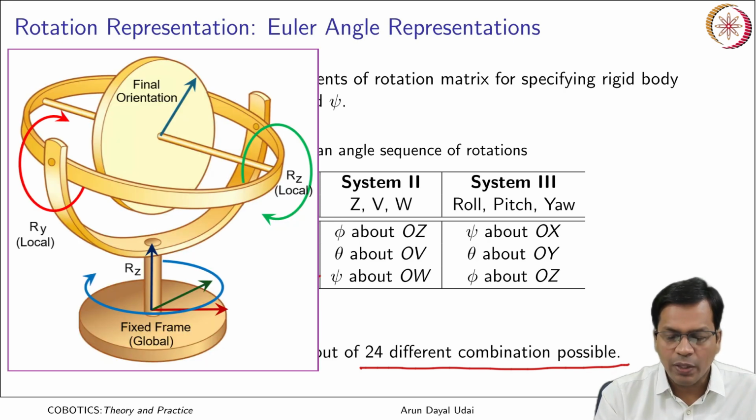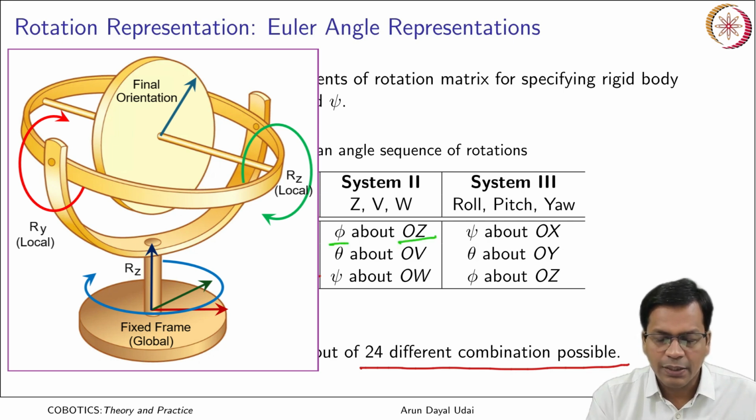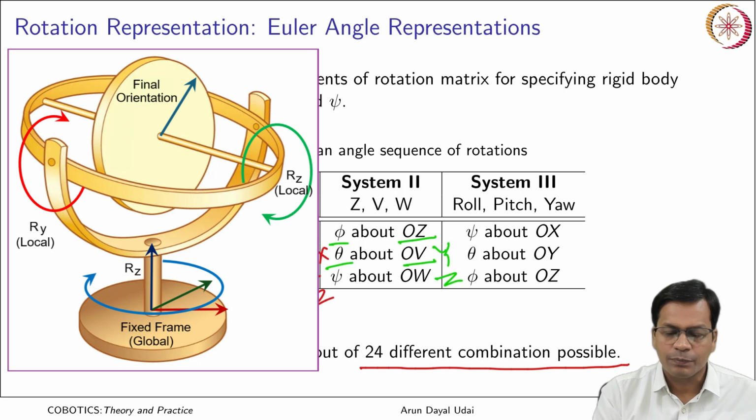The next one is again rotation by phi about Z, theta about V, that is local y, and then local z. This was local x and z. This is gyroscopic system 2, ZVW.